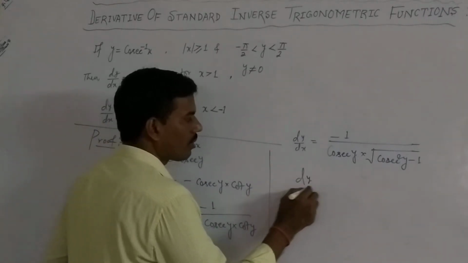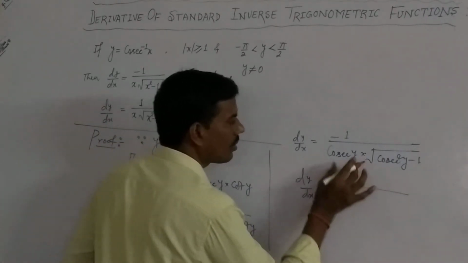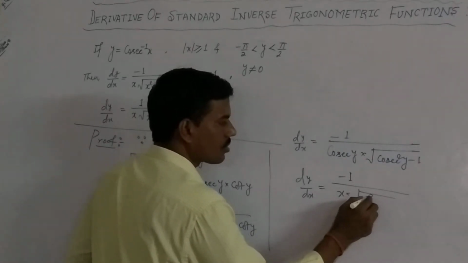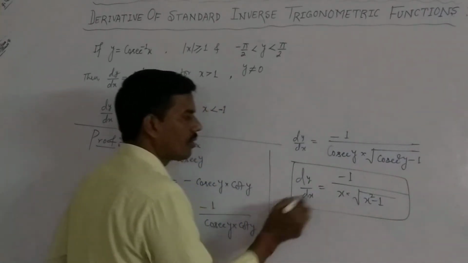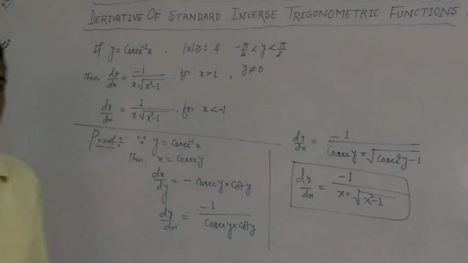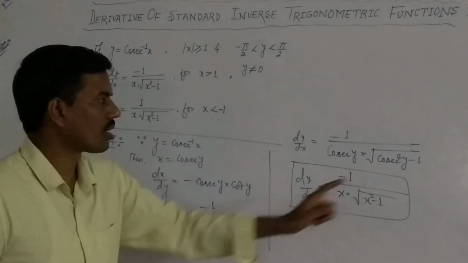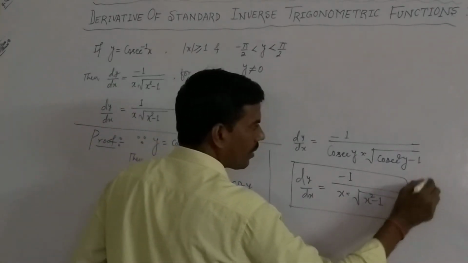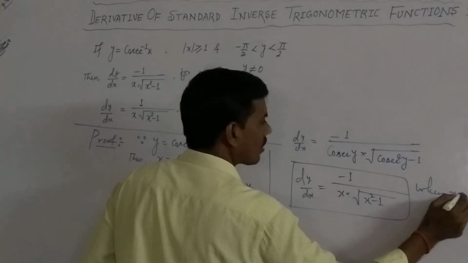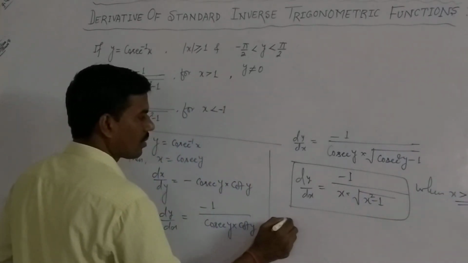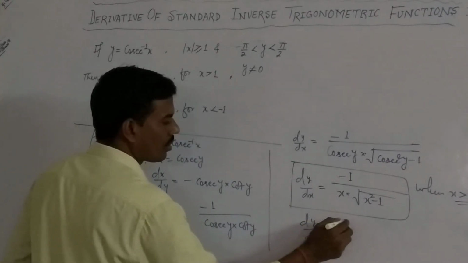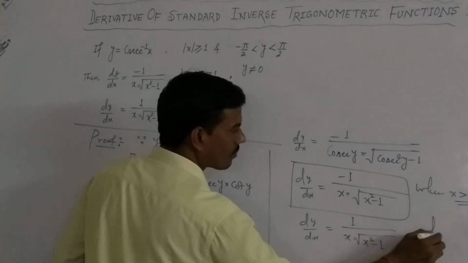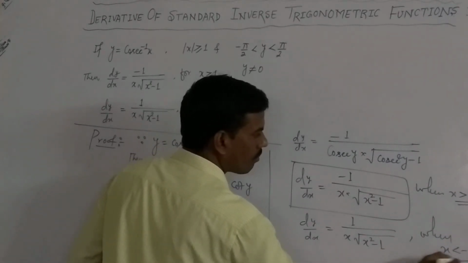So we have dy by dx equal to minus 1 upon cosec y, which is x, under root of cosec square y minus 1, with cosec y as x. Since there is a square here, we get x square minus 1. This is our derivative of cosec inverse of x. When x is greater than 1, you use this one, and you write: when x is greater than 1, dy by dx is equal to minus 1 upon x under root of x square minus 1, and dy by dx is equal to 1 upon x under root of x square minus 1 when x is less than minus 1.